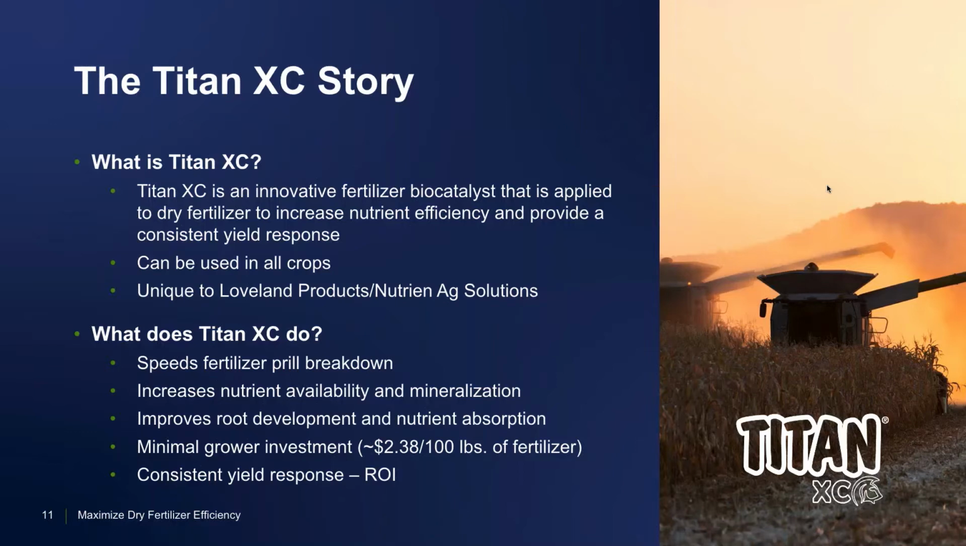It's a minimal grower investment, and you'll see that as we get to some more of the economics, but the general rule about the cost of Titan XC is about $2.38 per 100 pounds of fertilizer. So we'll go through some more examples of that later. And then last, again, that consistent yield response, return on investment. We'll show you guys some ROI numbers. We'll get into a lot more detail, again, about the efficiency and economics of using Titan XC in this dry fertilizer application.